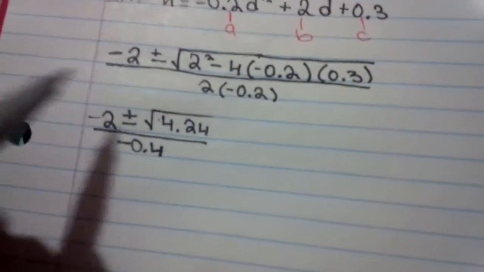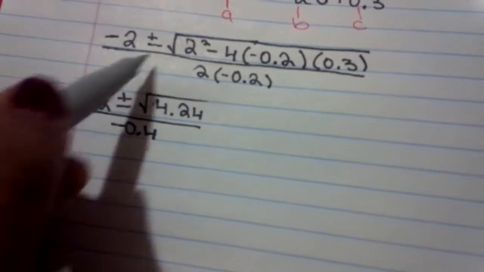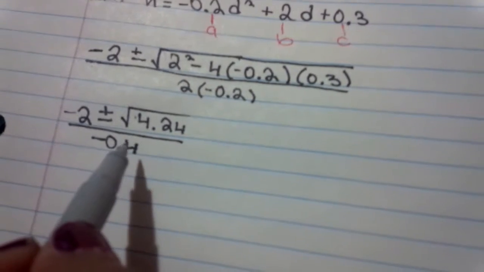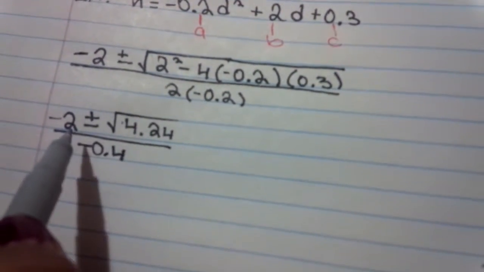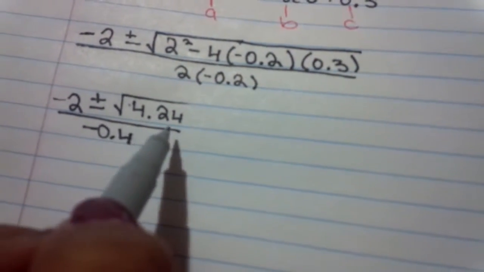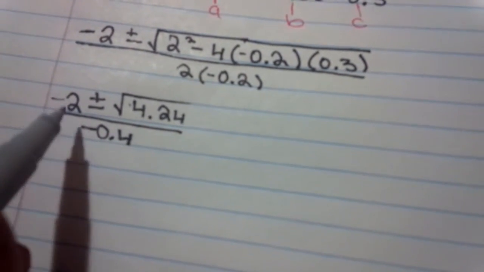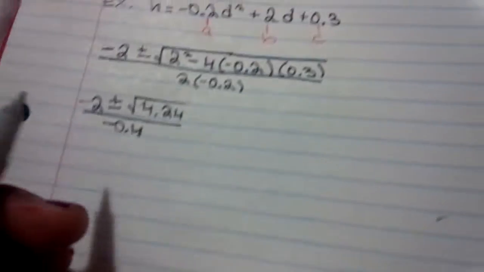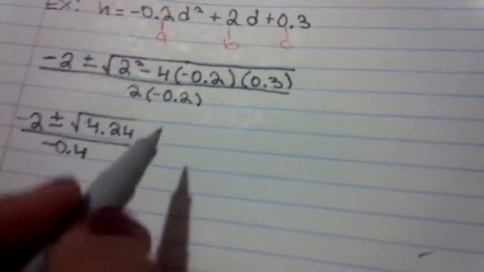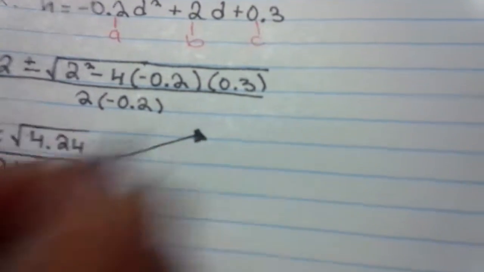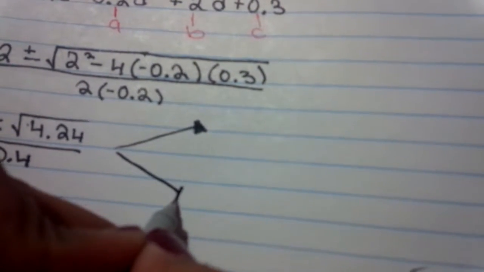So now, as you can see, there's a plus minus sign that I've written over here, which basically means we're going to do this equation twice. Once, we're going to add: negative 2 plus the square root of 4.24 divided by negative 0.4. And the other time, we're going to be subtracting: negative 2 minus the square root of 4.24 divided by negative 0.4. So let's do arrows, and then we'll solve it. Let's do one over here, and let's do one over here.